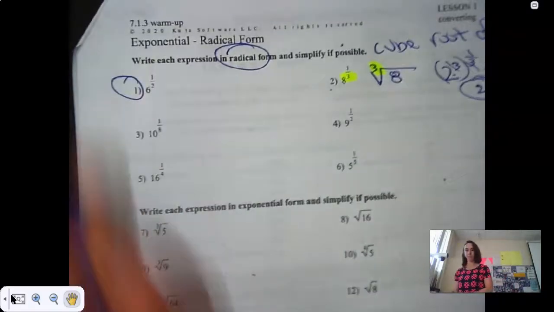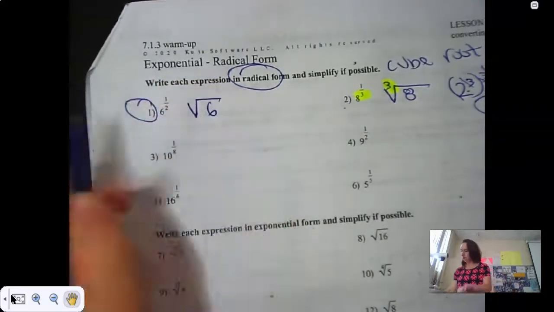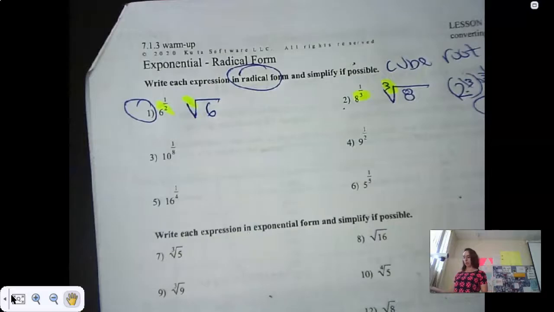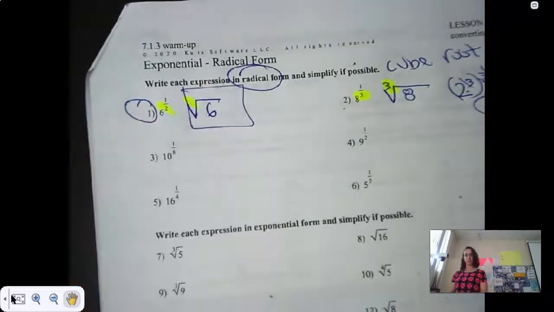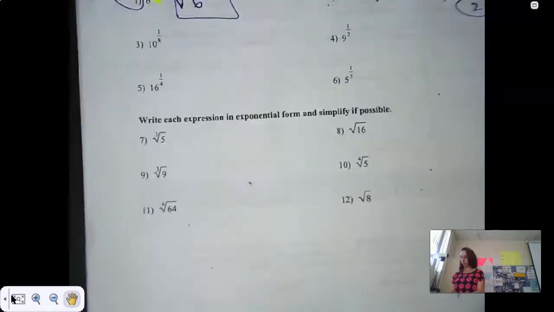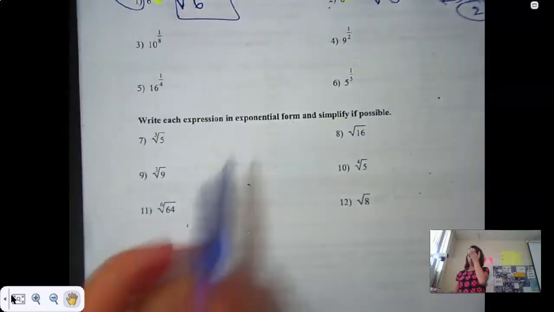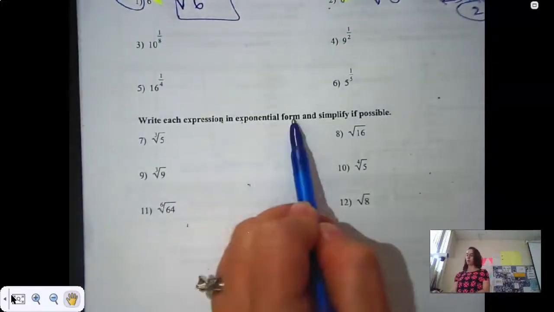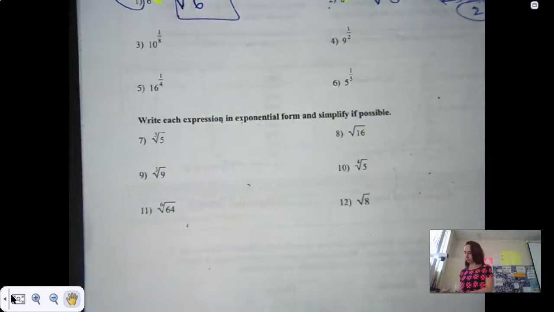I'll do number 1. This is the same thing as the square root of 6. I could put the 2, but I don't feel like it. Now, can I do anything with that? Nope. So that is my answer. You'll do the rest. It won't take very long. Now, this one, they want you to put it in exponential form and then simplify it.